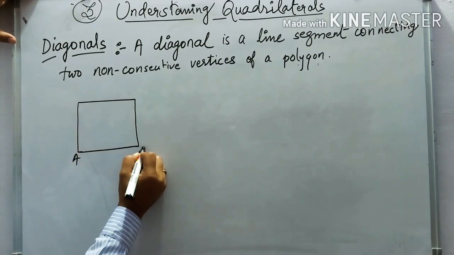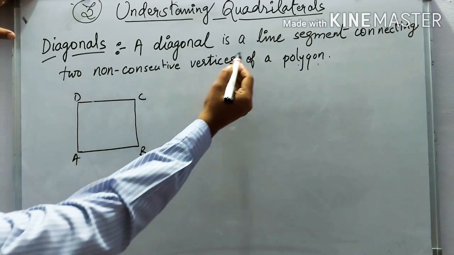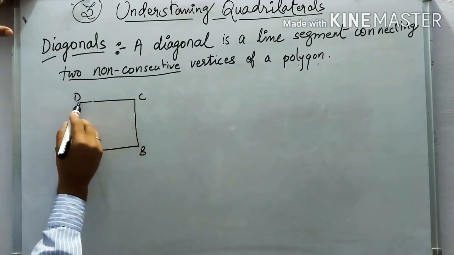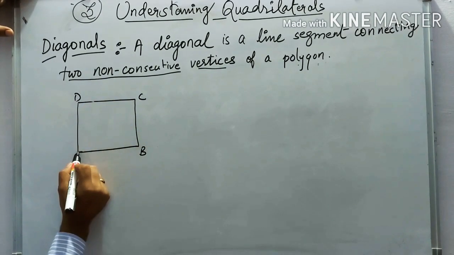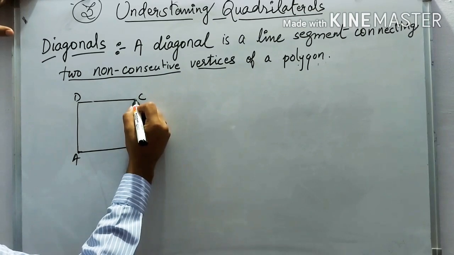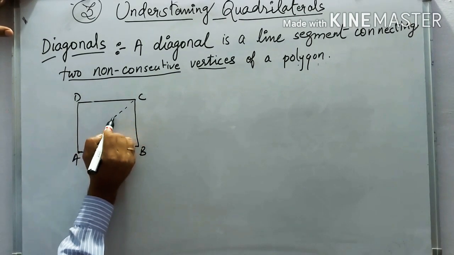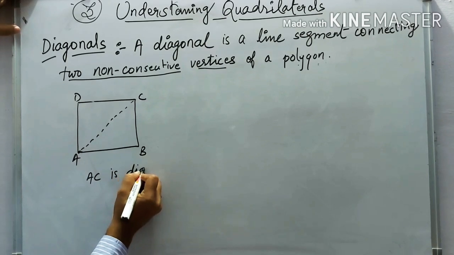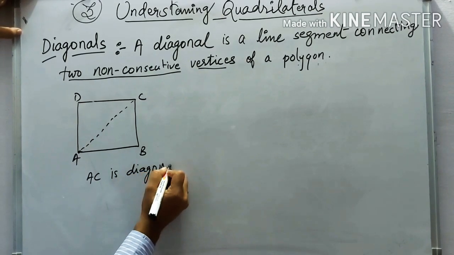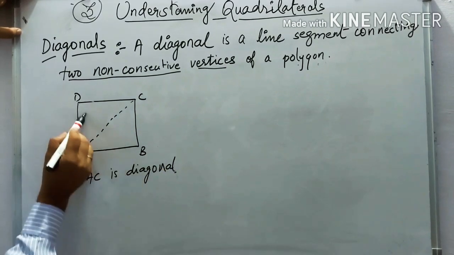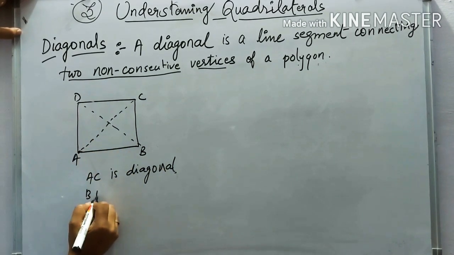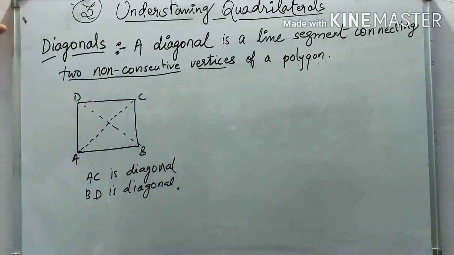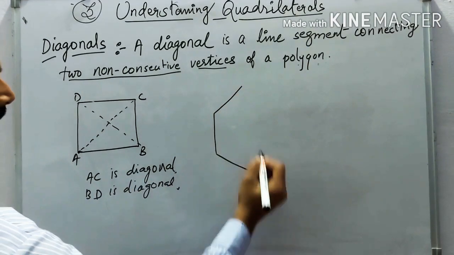Suppose the vertices are A, B, C and D. A diagonal is a line segment connecting two non-consecutive vertices. After A, B is consecutive and C is non-consecutive for A. So you join the points A and C. A and C is a diagonal. And D and B: BD is also a diagonal.